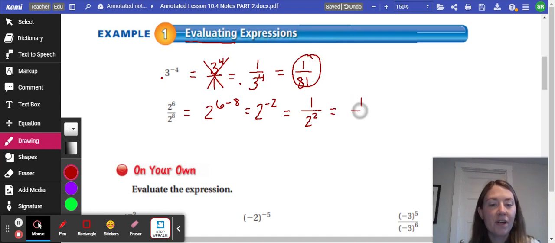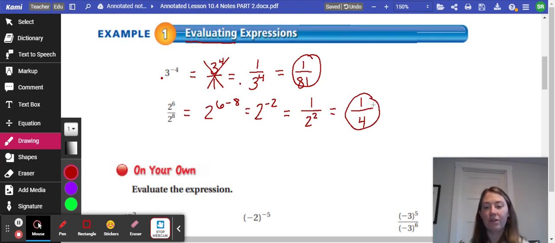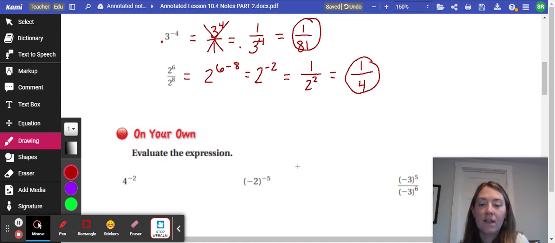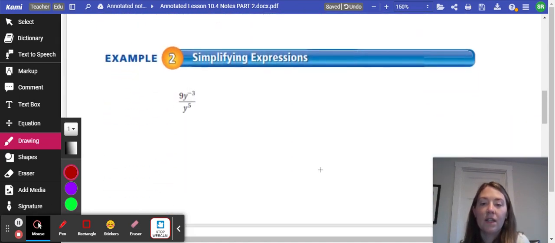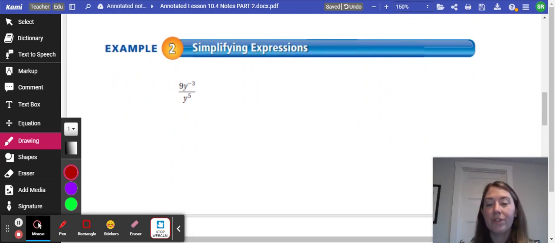And this one's a little simpler. We're just doing 2 squared. 2 times 2 we know is 4. So 1/4 would be our final answer here. I'm going to have you guys stop and try a few problems on your own. And then we'll move right into example 2.